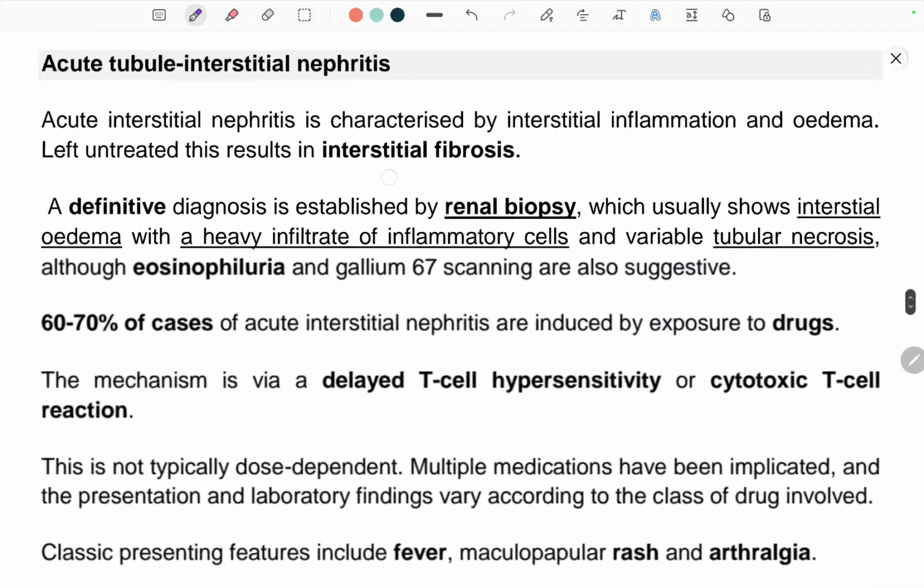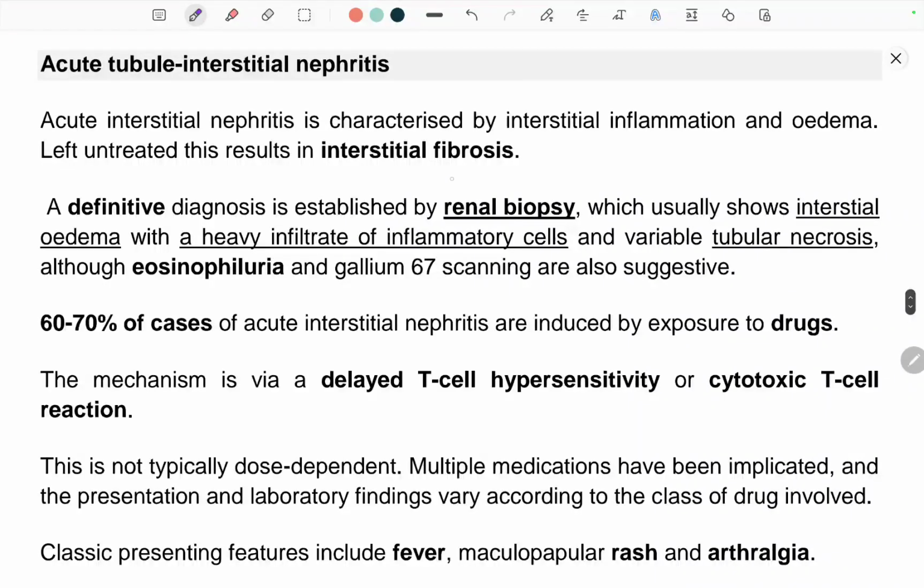Acute tubulointerstitial nephritis. Acute interstitial nephritis is characterized by interstitial inflammation and edema. Left untreated, this results in interstitial fibrosis. Definitive diagnosis is established by renal biopsy, which usually shows interstitial edema with a heavy infiltrate of inflammatory cells and variable tubular necrosis.